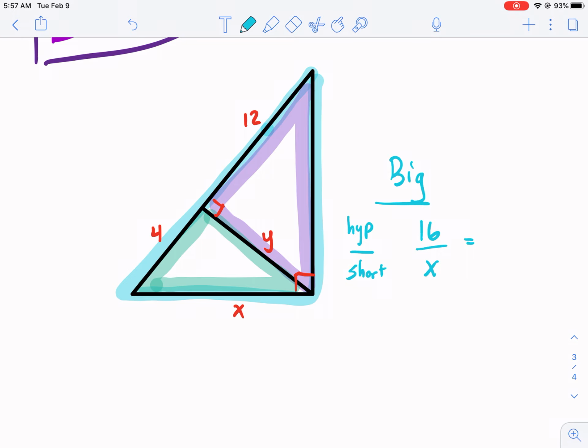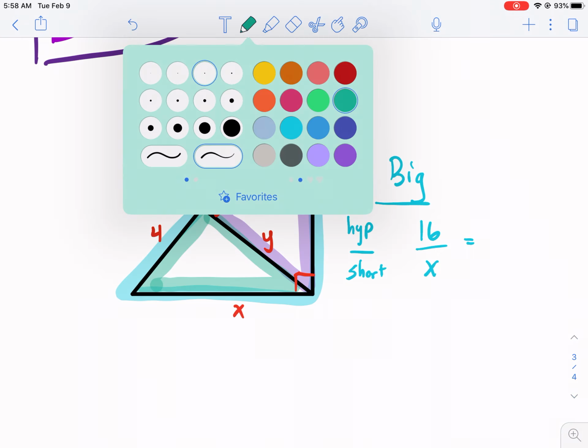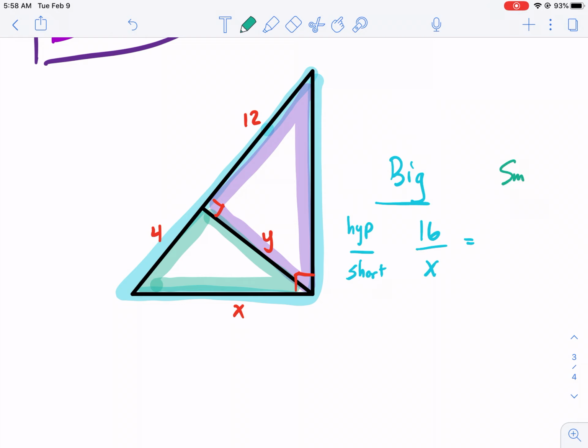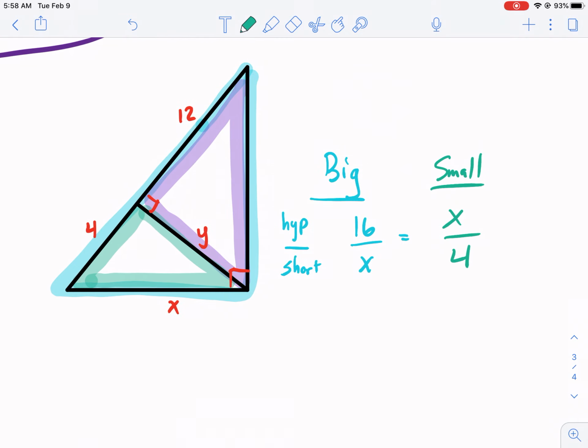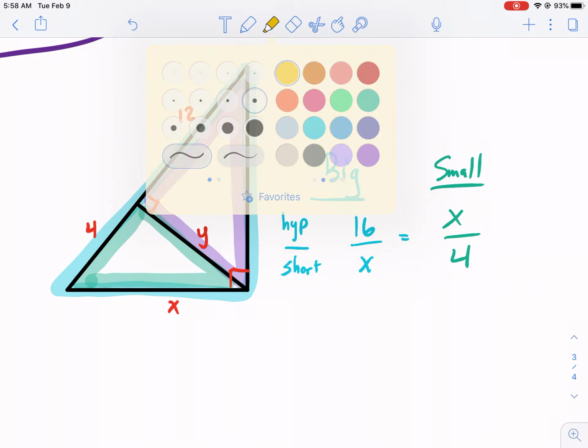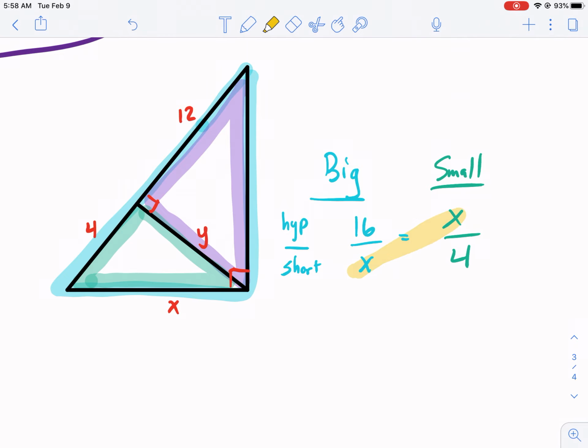Now we have to look here at the small triangle because it has a shared side. The shared side is x. It shares with the big, so we're going to put x there. And then the short side we're going to call 4. That's what it looks like. The short side looks like it's 4. We have a geometric mean there, so that's good. Okay, there's our geometric mean. So we're going to say that, let's use red. We have x squared equals 16 times 4. 16 times 4, I believe, is 64.